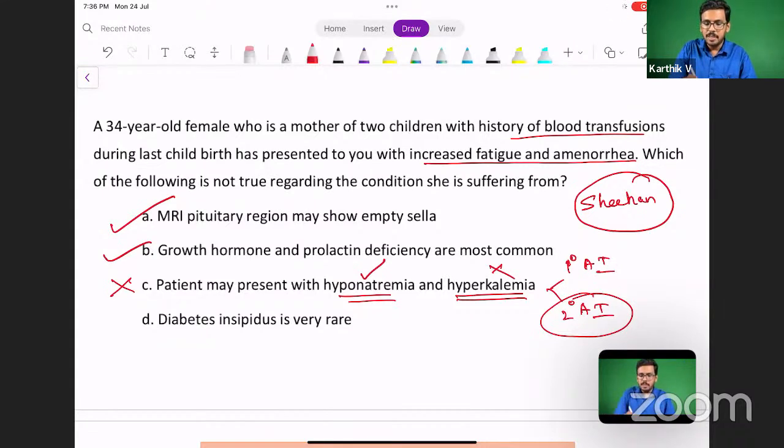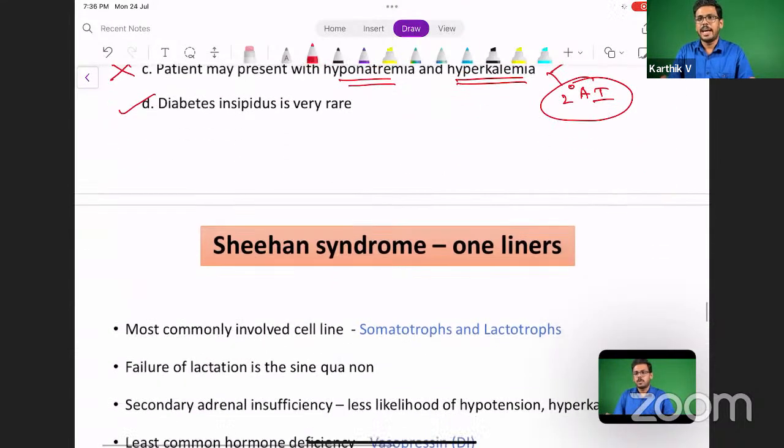And diabetes insipidus is very rare because the posterior pituitary has a better blood supply with higher oxygen saturation compared to the anterior pituitary, due to which posterior pituitary necrosis is less common, and consequently diabetes insipidus is also rare in a patient with postpartum anterior pituitary necrosis, or Sheehan syndrome.